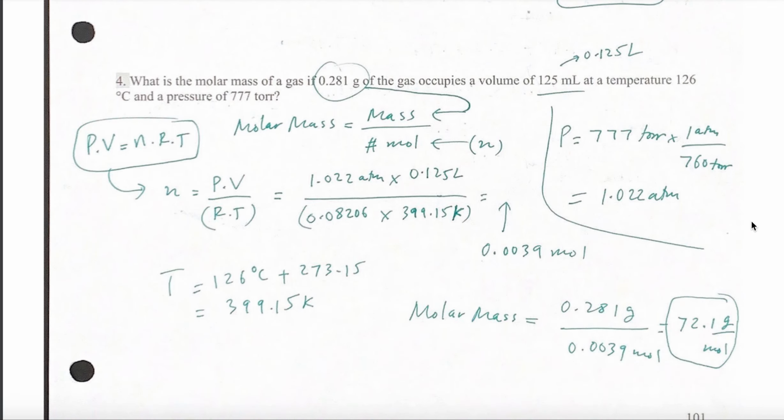Now this number 4 is very interesting. It's an application. With the ideal gas law, we can calculate N, which is P times V over R times T. Plug everything in, you get 0.0039 mole.